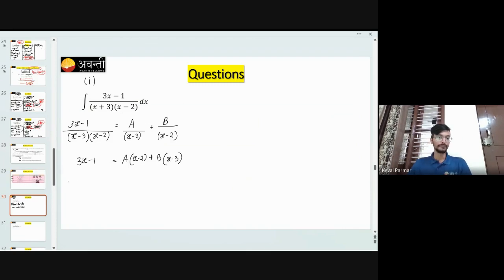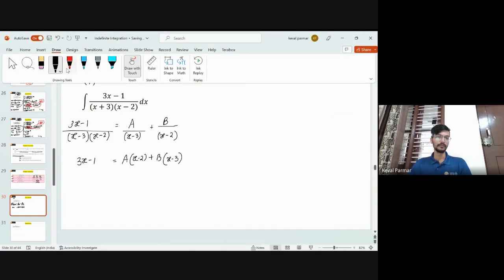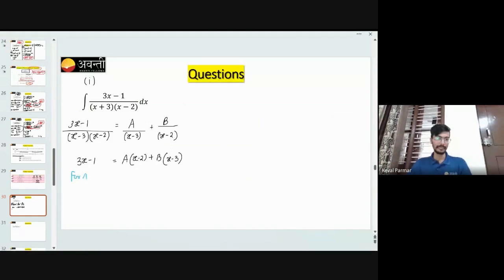Now, to find A, what I'll do for capital A, if I put x equals to 3, let's put x equals to 3. That means this term will get cancelled. Why? Because this will get 3 minus 3, which is 0. Right? So I will get, 3 into 3 minus 1 is equals to A into 3 minus 2. 3 minus 2 is 1. That means A's value is 9 minus 1, 8.